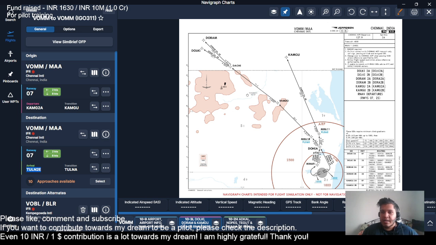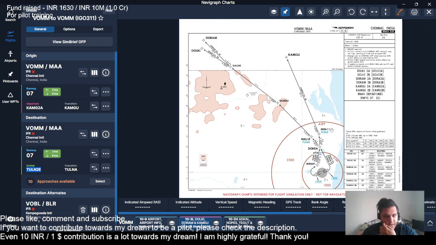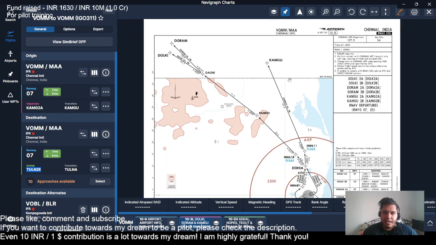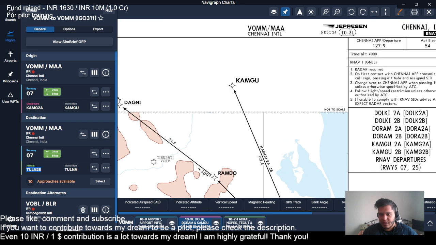That is the standard conventional SID. But what is an RNAV SID? An RNAV SID has this kind of points which you can follow. First, let us quickly go through the chart. This is the Jeppesen chart. I am using Navigraph, but you can find Jeppesen charts somewhere else also. And if you don't have a Jeppesen chart, you can use other charts also. Mostly the data would be almost the same in every chart.